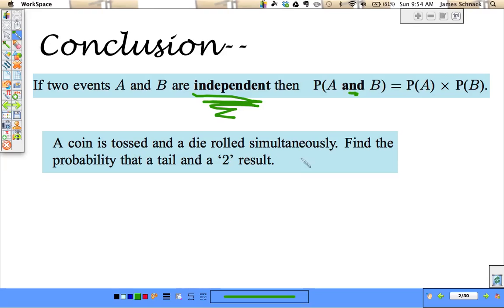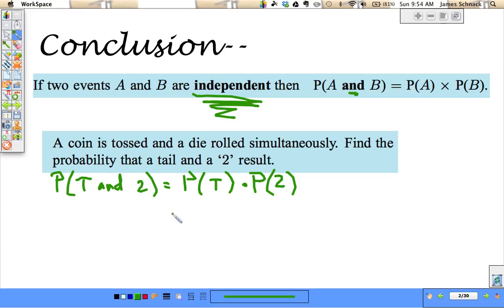So a coin is tossed and a die is rolled. Once again, find the probability that we get a tail and a 2. Write down this probability statement that you're looking for. Okay, based on this rule, we should be able to take the probability of getting a tail times the probability of rolling a 2. Probability of flipping a tail is 1/2. Probability of rolling a 2 on a standard 6-sided die is 1/6. So this probability is also 1/12. Nifty, huh?